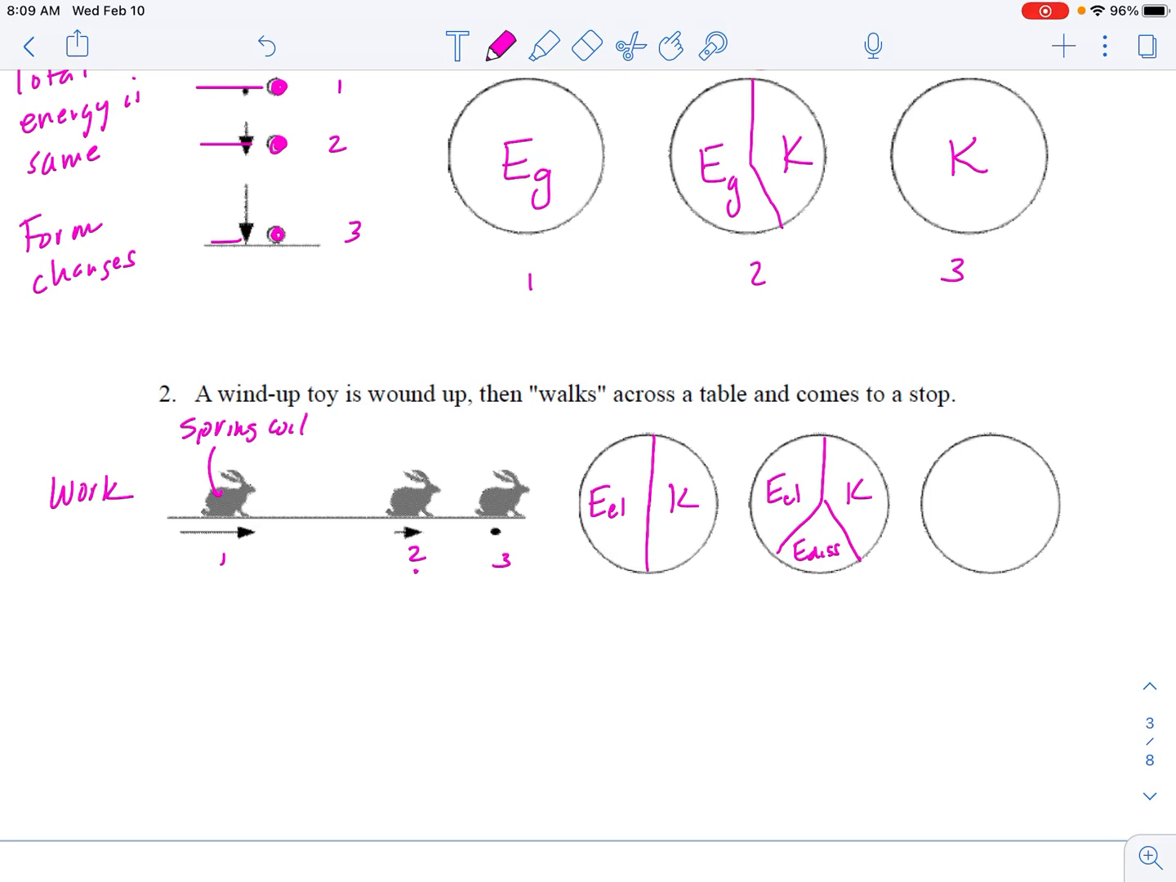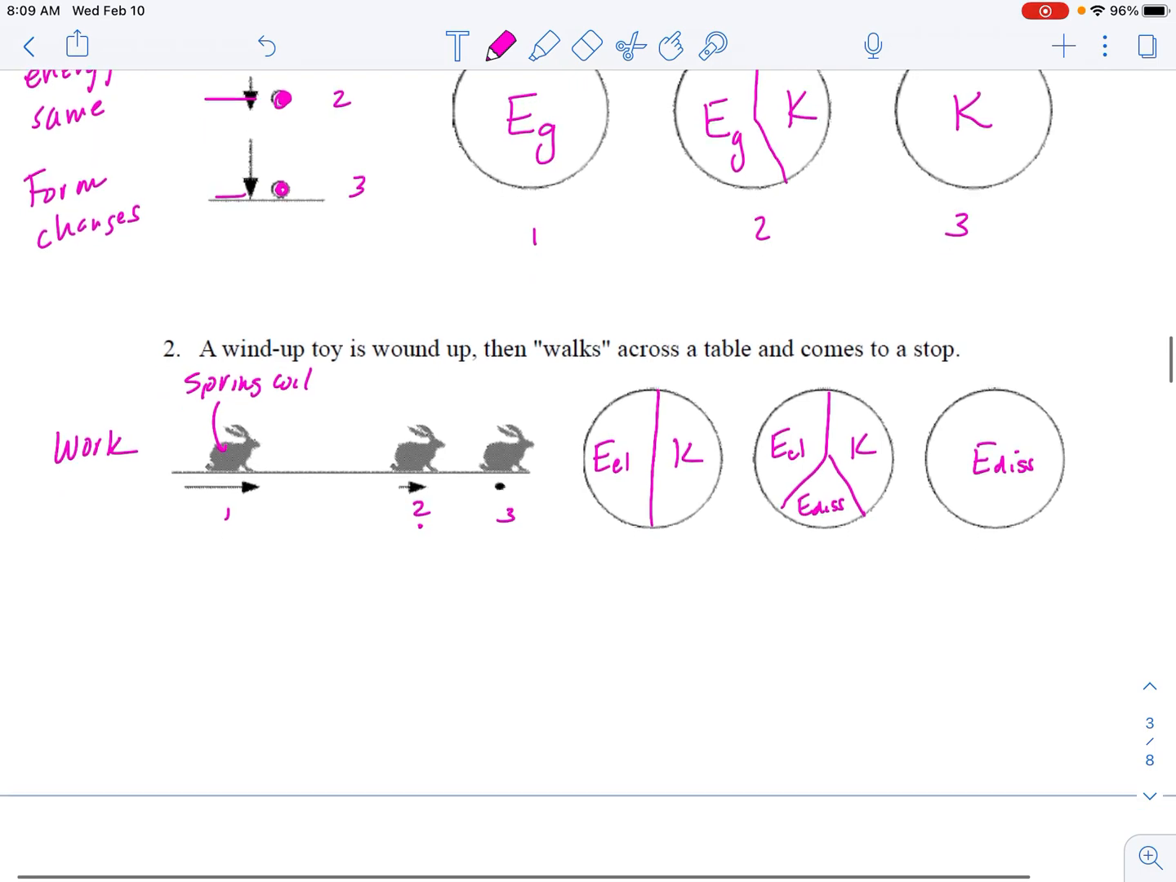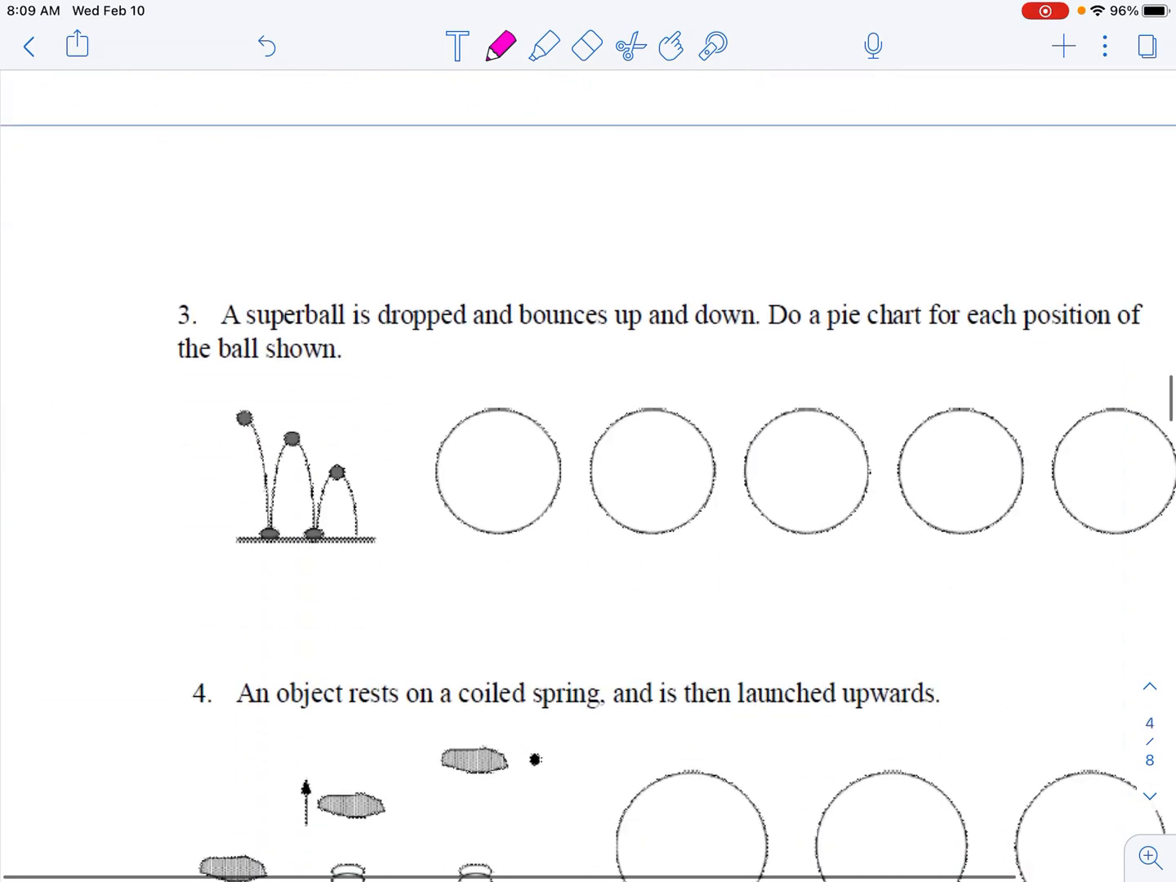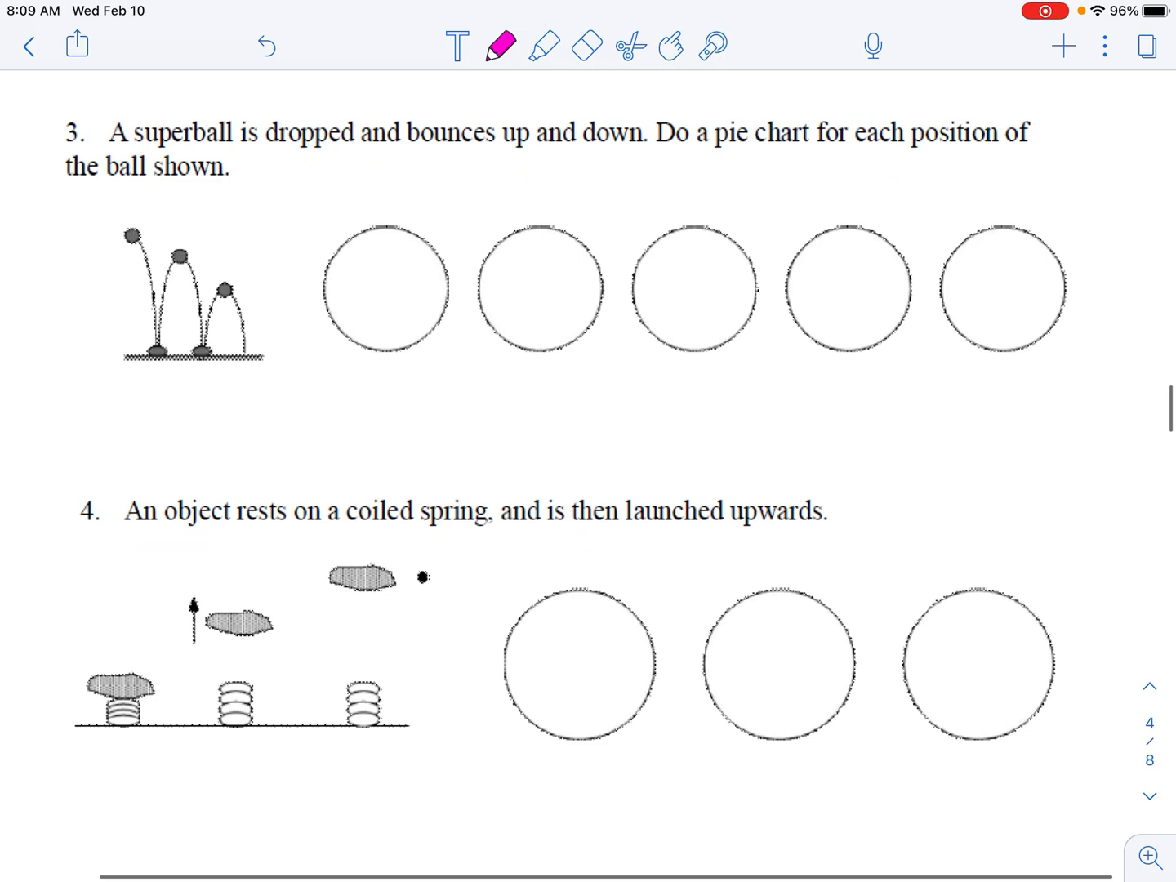And then finally, at position 3, the object has stopped moving and the spring is unwound. So this is all EDIS. All of the energy has been dissipated to the environment, away from the wind-up toy.